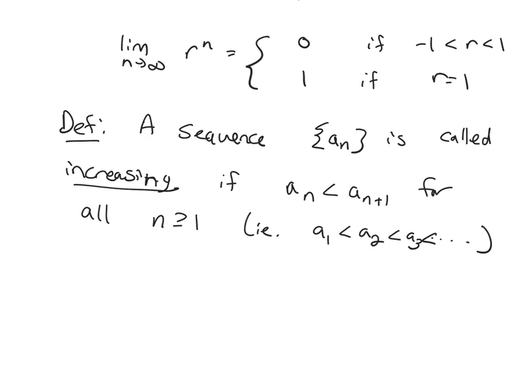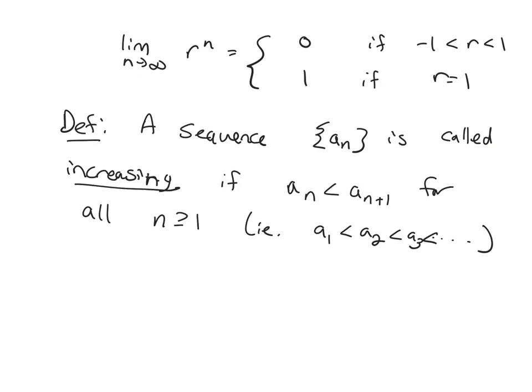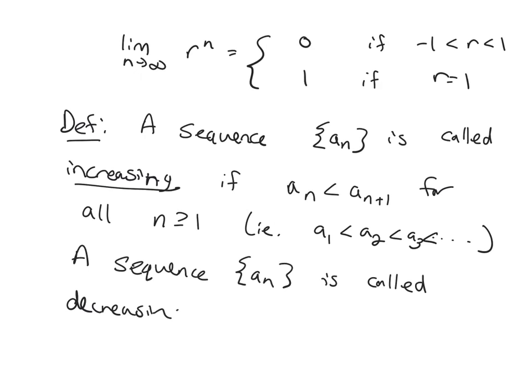Okay. So then you can probably guess, what would decreasing mean? If the list is decreasing, right? The numbers get smaller. So a sequence a sub n is called decreasing if a sub n is bigger than a sub n plus 1. Your terms are getting smaller.